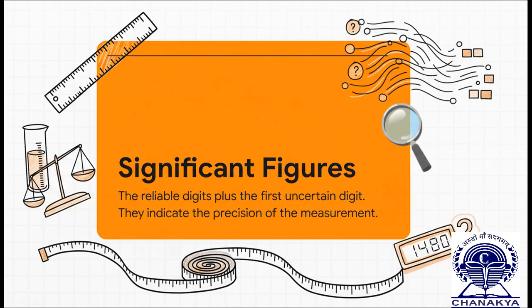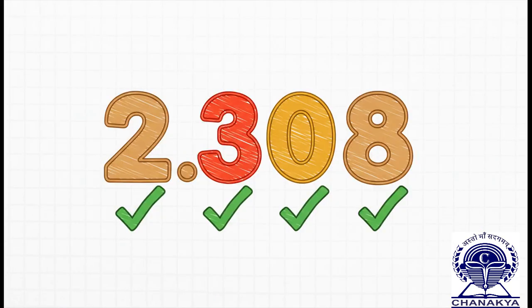They tell you exactly which numbers in your measurement you can trust completely, and they pinpoint the very first one that has a little bit of guesswork in it. It's like a built-in code for telling you how good your measurement really is. So let's break down the rules. The first one is super straightforward.